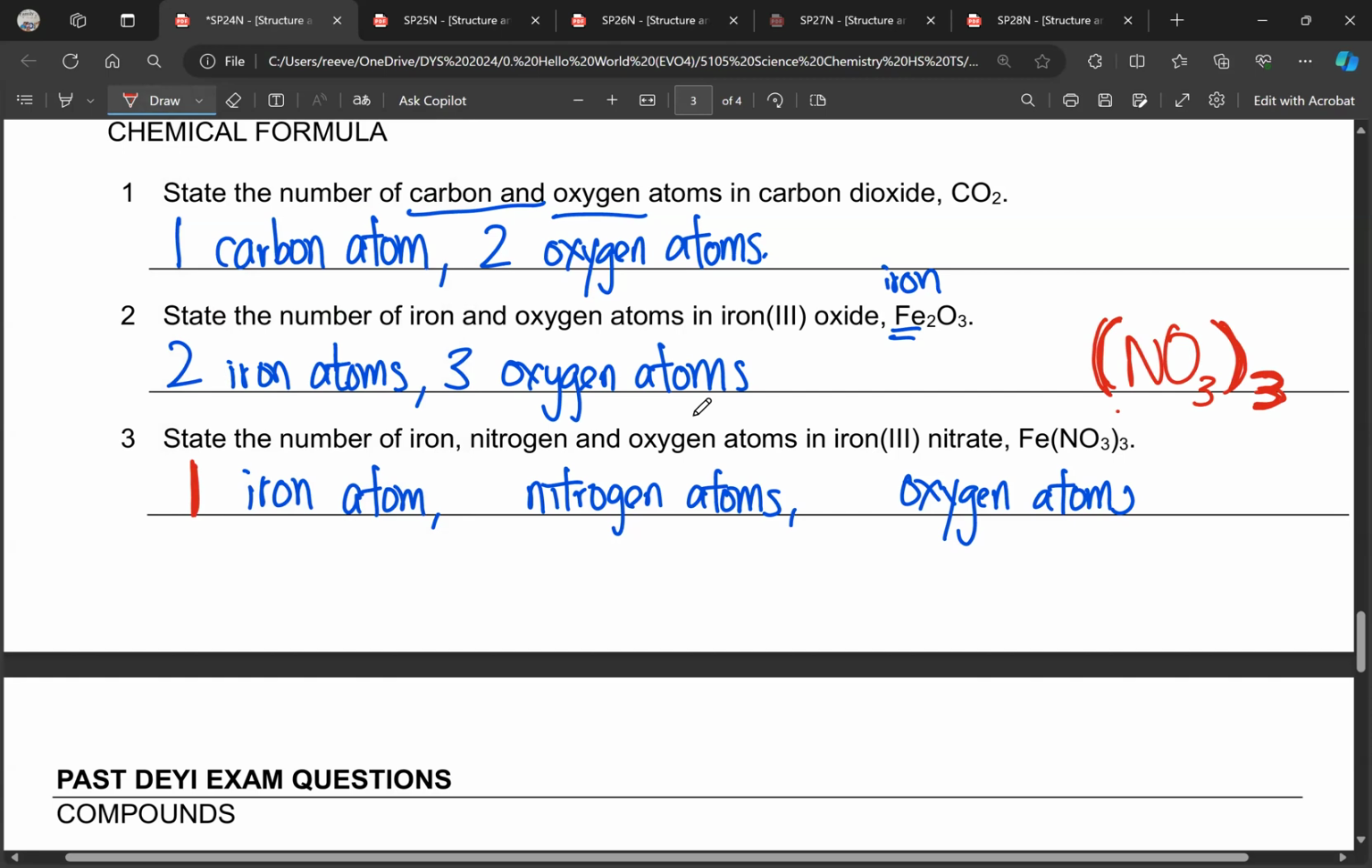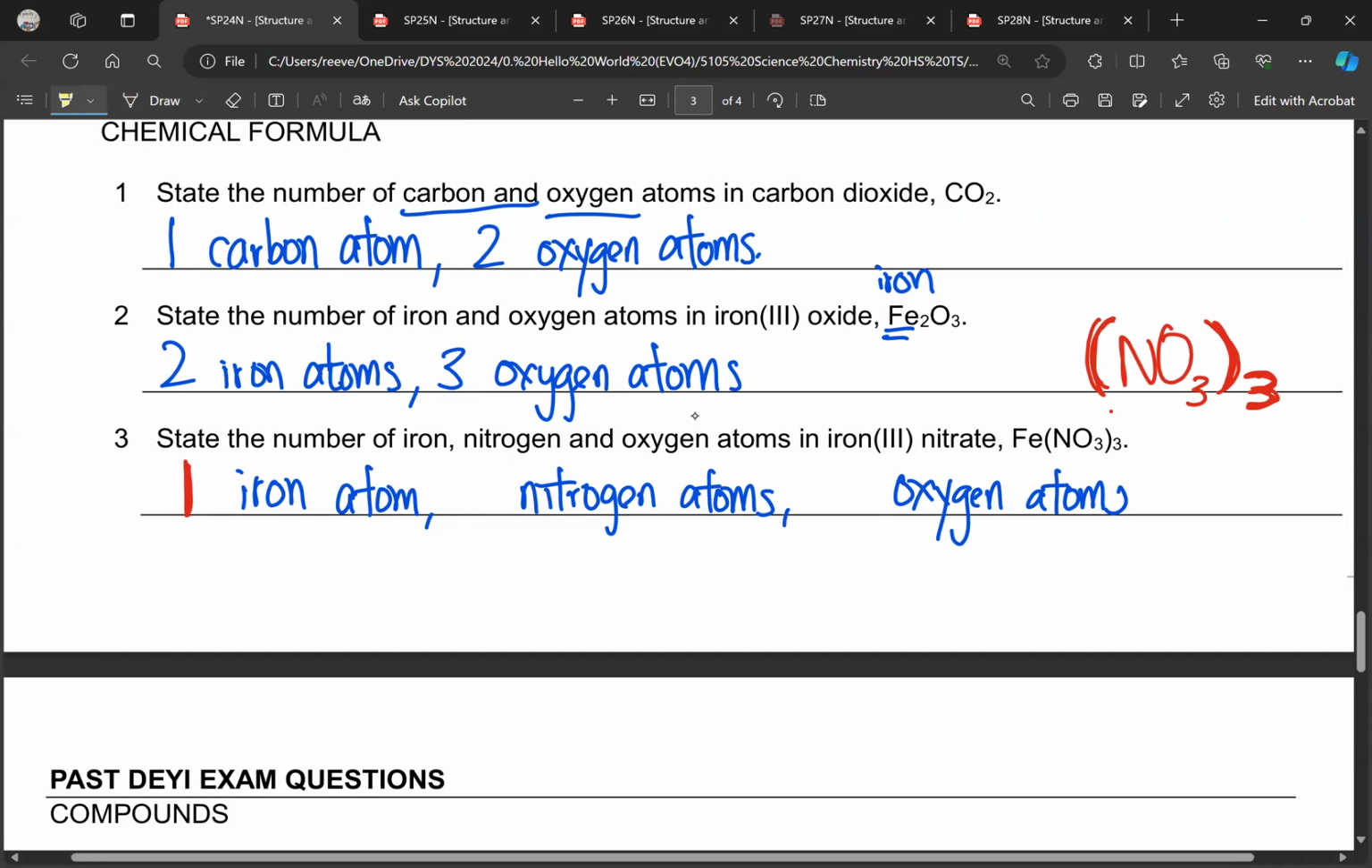Now let's look at the things inside the bracket. Okay, I have the nitrogen. So my nitrogen is inside the bracket, and this bracket is times 3. So 1 nitrogen inside the bracket times 3 means I got 3. I got 3 nitrogen atoms. Next, I look at oxygen.